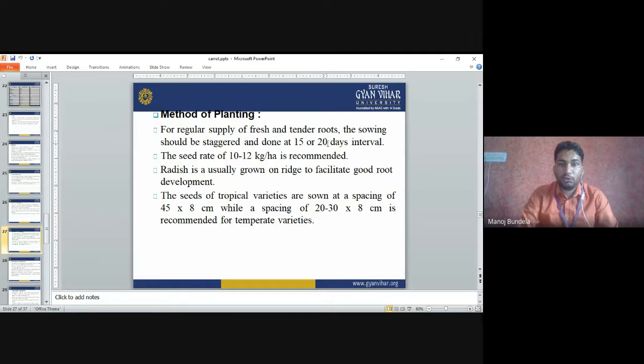Radish is usually grown on ridges to facilitate good root development. The seeds of the tropical varieties are sown at a spacing of 45 x 8 centimeters, while a spacing of 20 to 30 x 8 centimeters is recommended for the temperate varieties. So for temperate and tropical varieties, the spacing is different: for tropical, 45 x 8, and for temperate, 20 to 30 x 8 spacing we have to use.